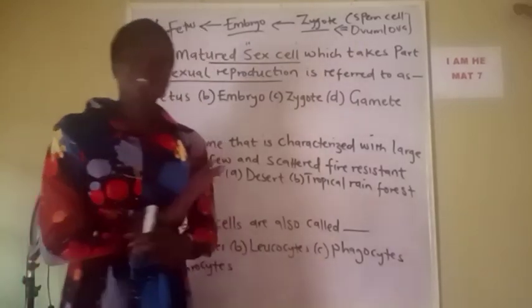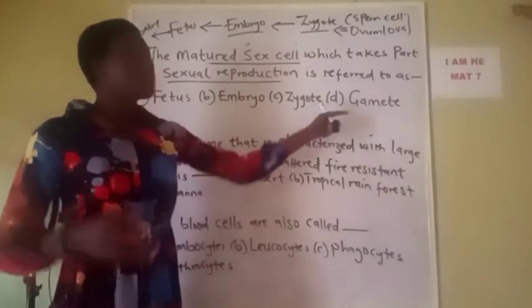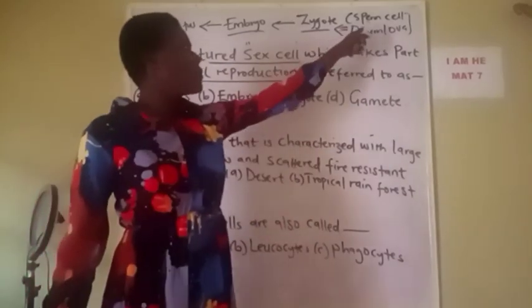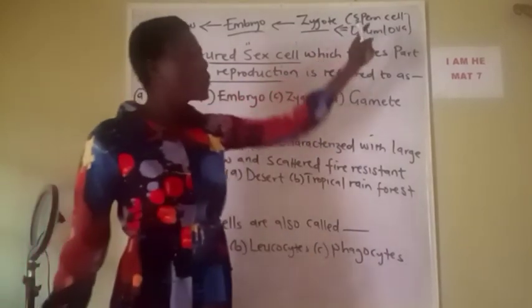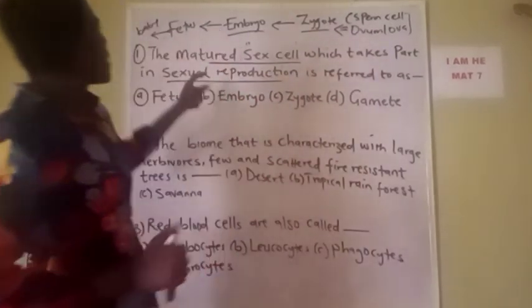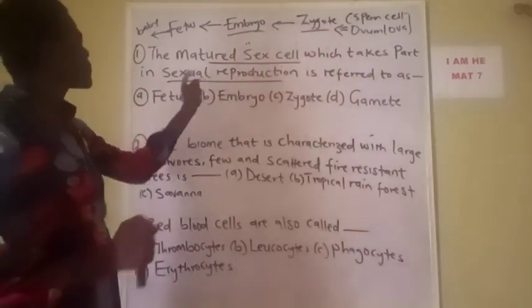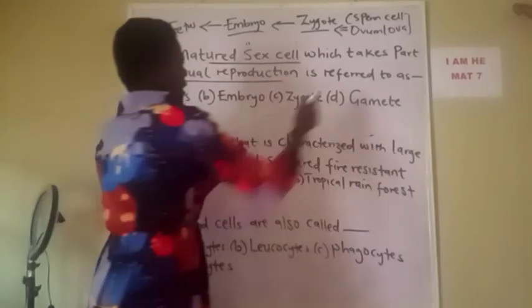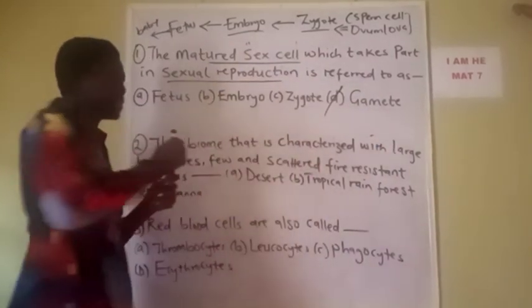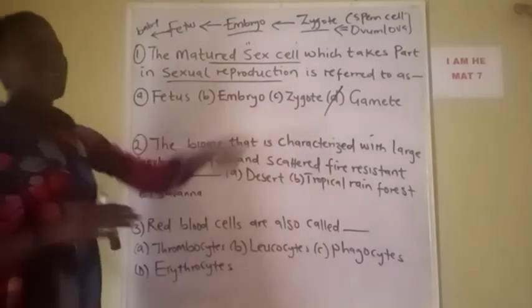Gametes are the sex cells. So they are the matured sex cells, either the sperm cell for the male or the ovum for the female. So the matured sex cell which takes part in sexual reproduction is referred to as the gamete. Just take note of this, and don't let this deceive you.